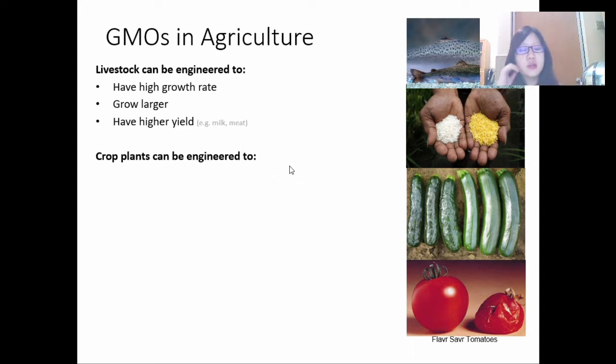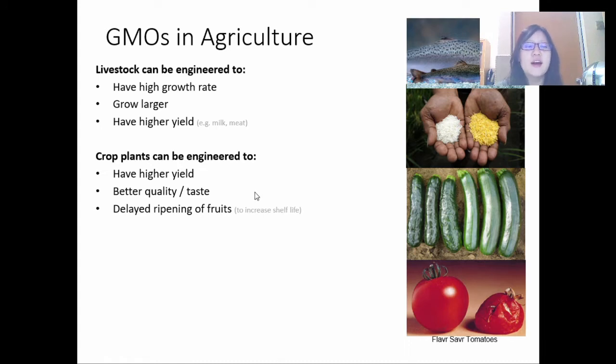Agriculture, so we're talking about crop plants here, can be engineered to have higher yield, better quality or taste, or be sweeter, or not have a certain texture. Think of durian. Okay, delayed ripening of fruits. This is mainly to increase shelf life. One of the famous examples of this is Flavr Savr tomatoes, so they don't become squishy too quickly.